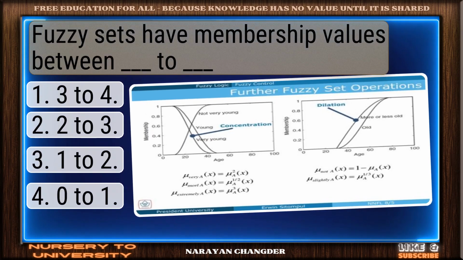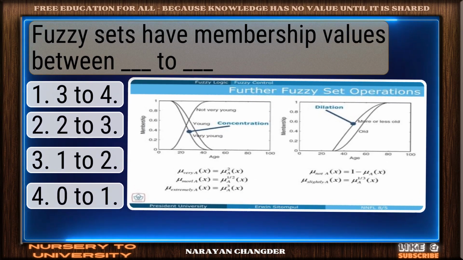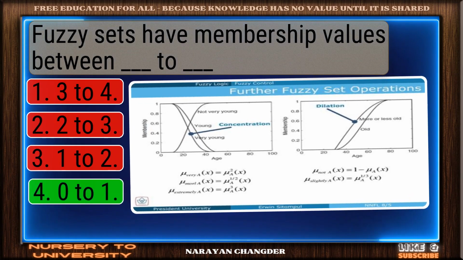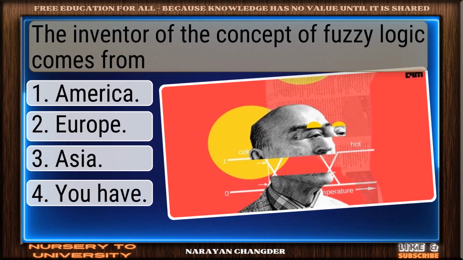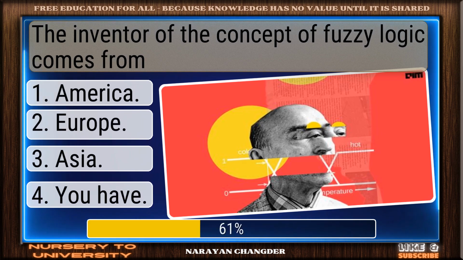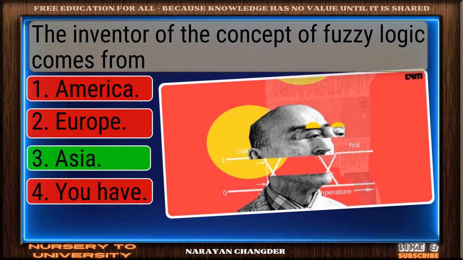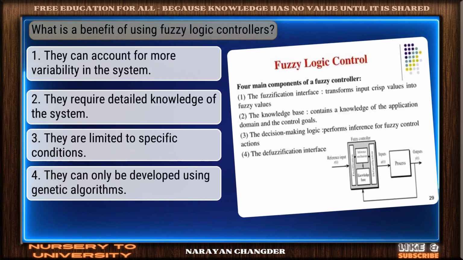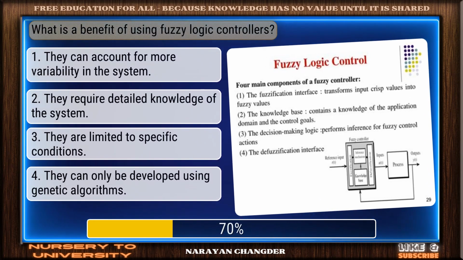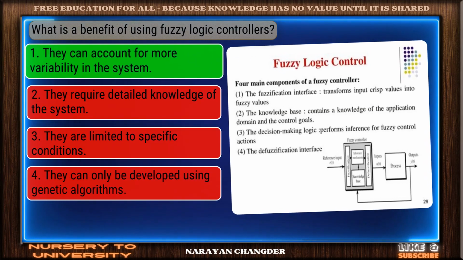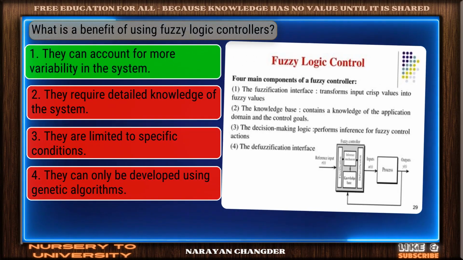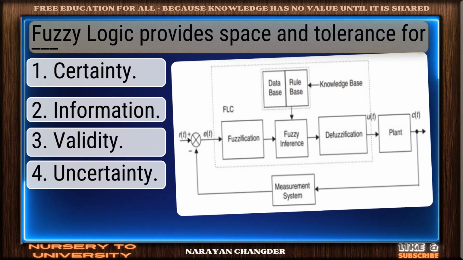Question number 26. Fuzzy sets have membership values between dash to dash. Smart move. 0 to 1 is an accurate answer. Question number 27. The inventor of the concept of fuzzy logic comes from. Smart pick. Asia is the correct choice. Question number 28. What is a benefit of using fuzzy logic controllers? Excellent choice. They can account for more variability in the system is the right answer. Question number 29.